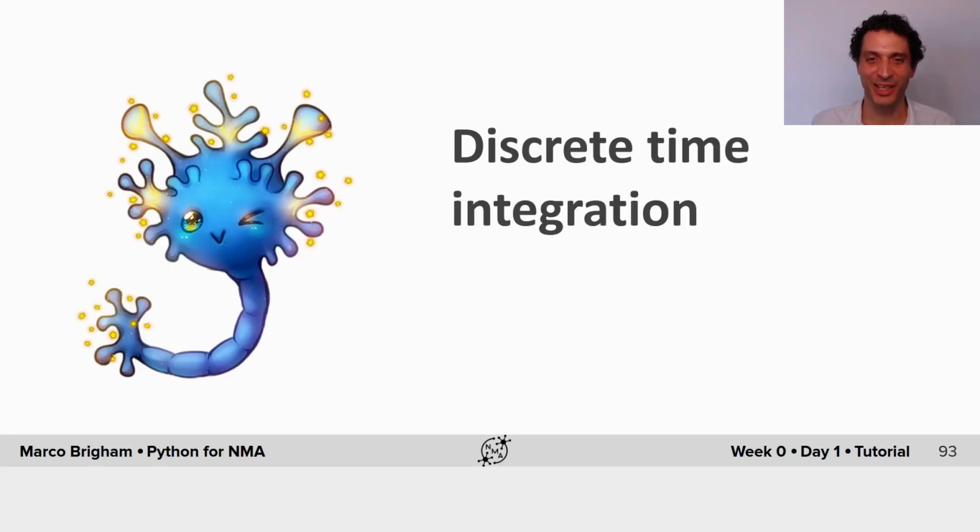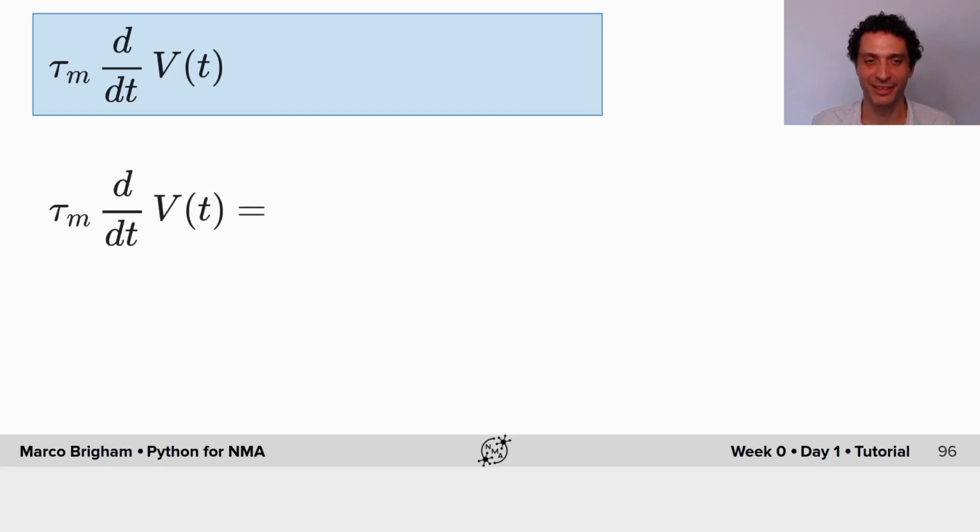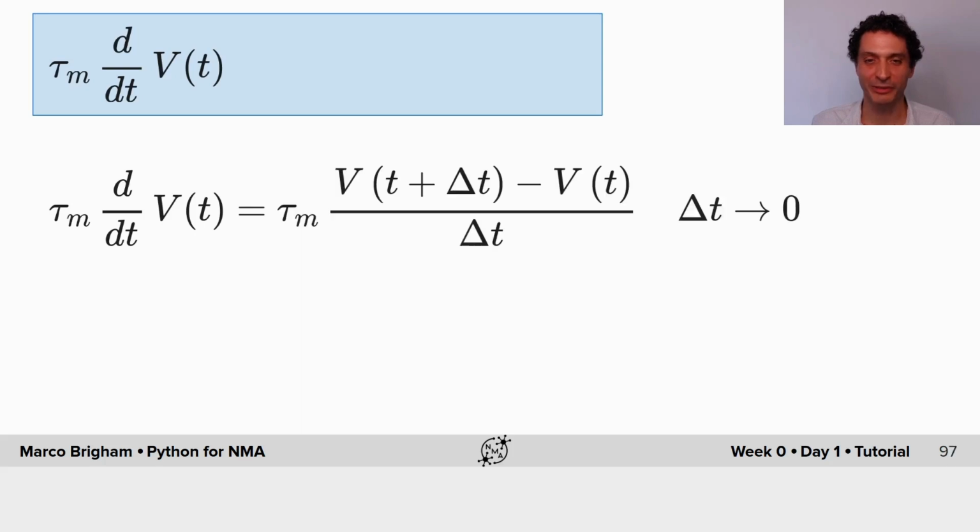Okay, let's talk about discrete time integration. So we start from our membrane equation, and let's focus on the left side, on the derivative of Vt. Now, a derivative is given by a difference of, in this case, Vt at the value of t plus delta t, a small increment in t, with the value of Vt at the point t.